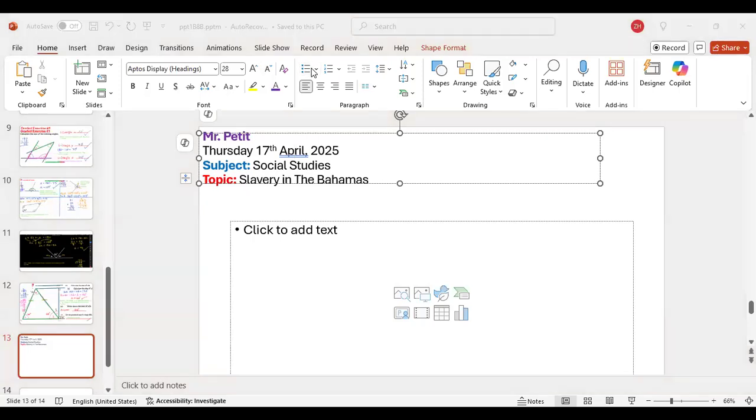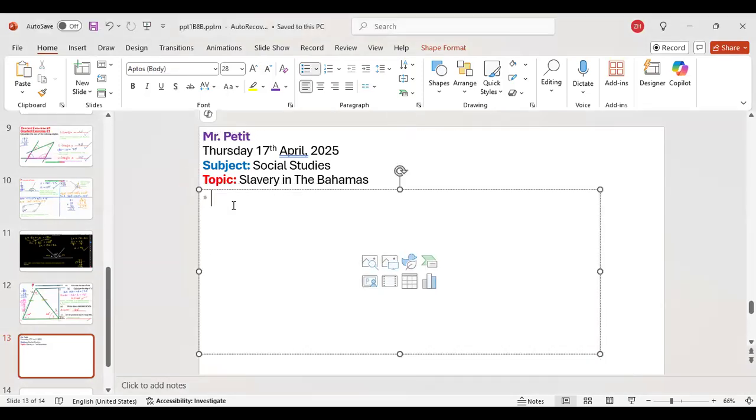All right, so slavery in the Bahamas. So where did the slaves come from? Africa. Came from Africa. West Africa. All right, what does slavery mean?